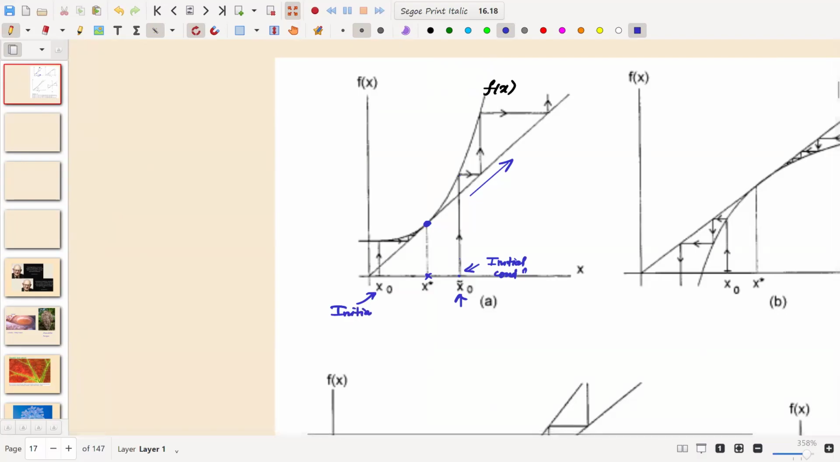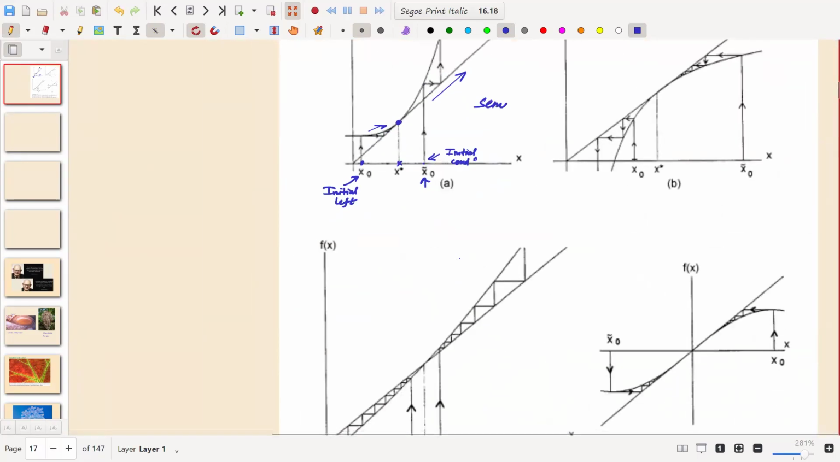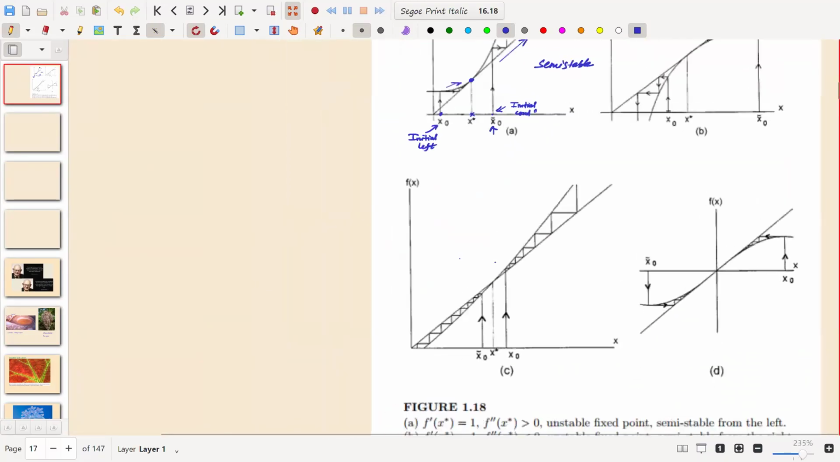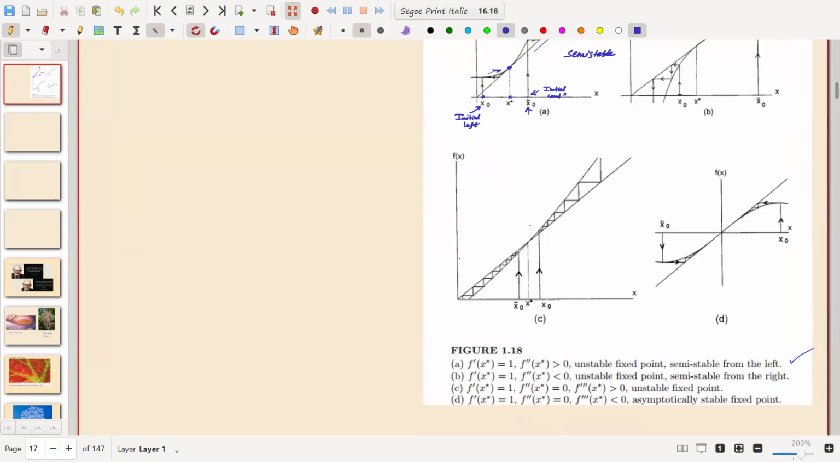Now what happens if you take an initial condition on the left hand side? Then you see it is approaching the fixed point. So on the right side of the fixed point it is unstable, and on the left of the fixed point it is stable. Therefore, this kind of behavior is known as semi-stable. On one side it is stable, whereas on the other side it is not stable. So this is known as semi-stable from the left. This is just for your idea's sake.